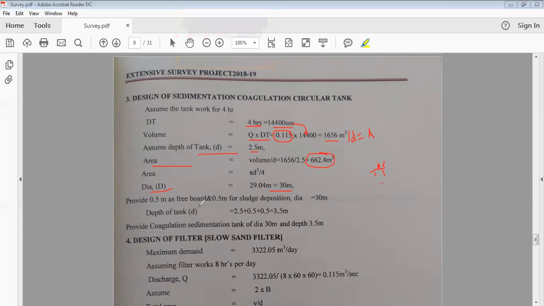After that, as you studied previously, we provide 0.5 meter freeboard and 0.5 meter height for sludge deposition. So the depth of the tank will again increase, rather than 2.5 meter it is 3.5 meter. So the diameter of the pipe where we provide coagulation, we have designed, and the depth which this tank has to have, we have designed this much.